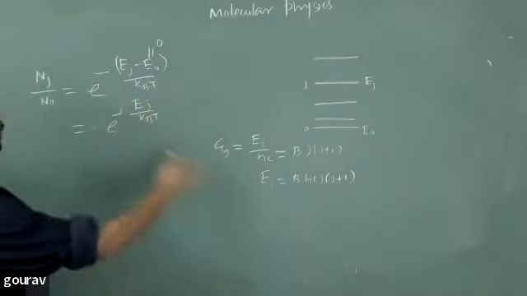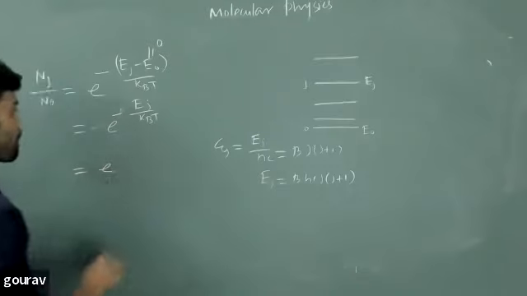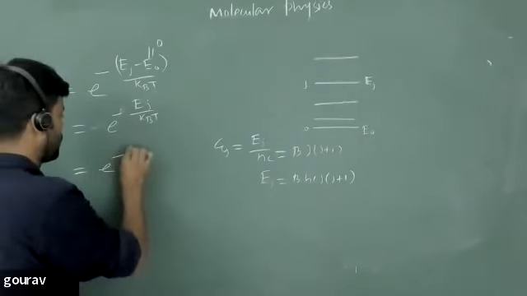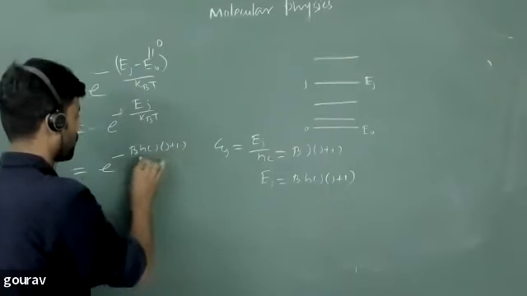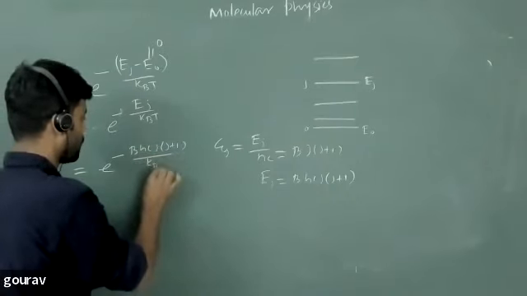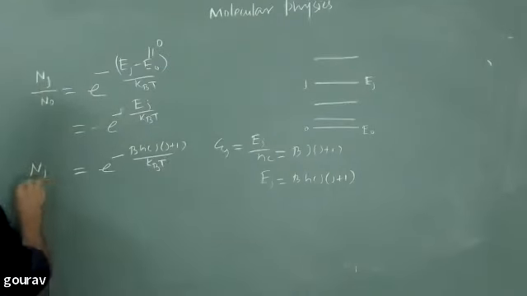Now I'll substitute it here. So it will be how much now? It will be simply B h c J into J plus 1 divided by kT. Okay, that is your Nj by N0.